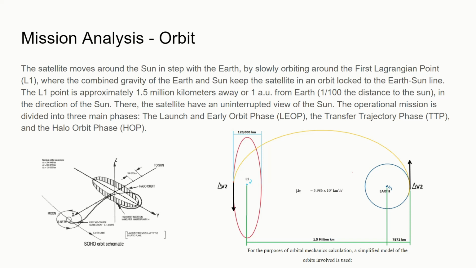The operational mission is divided into three main phases: the launch and early orbit phase, the transfer trajectory phase, and also the halo orbit phase. For the purposes of orbital mechanics calculation, a simplified two-body problem would be used to calculate delta V1 and also the orbits involved. Here we assume that the point L1 is a point mass.